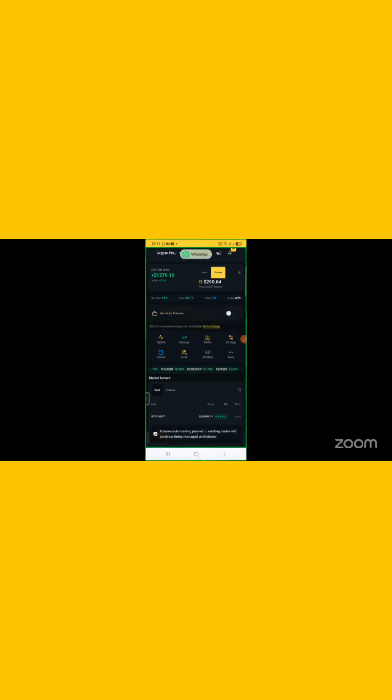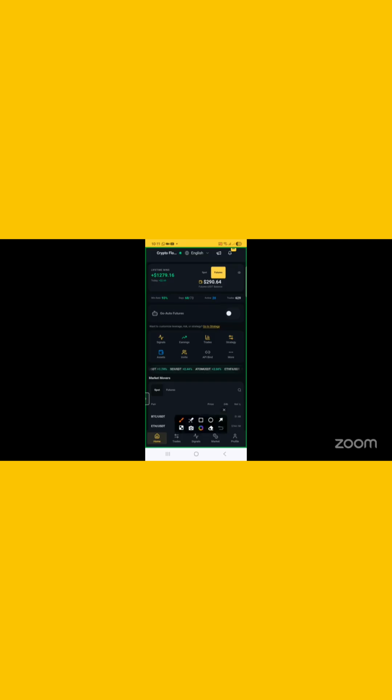So first of all, after binding your Crypto Flow bot to your Binance account, it is going to read your Binance balance. For example, in my case, it is reading my Binance balance of $290 right now. So okay, let's start from here.